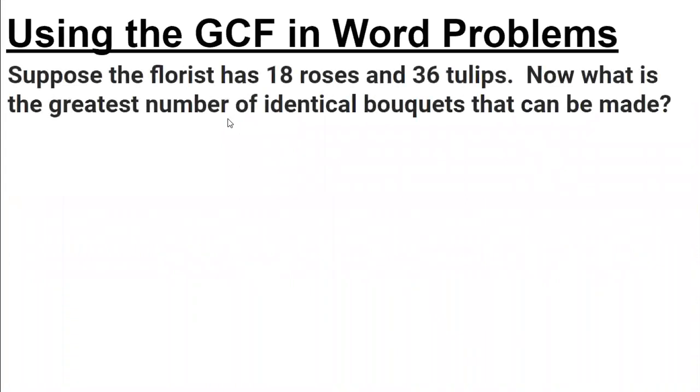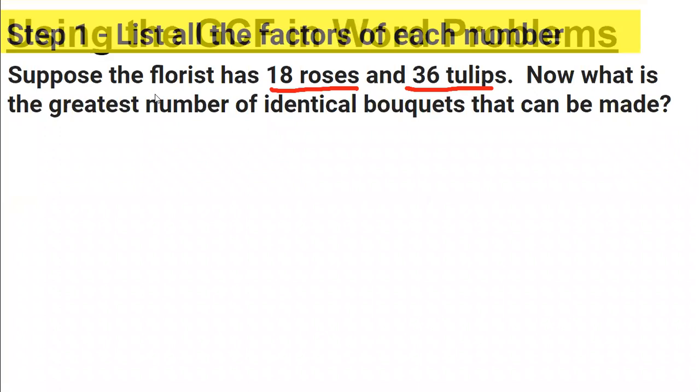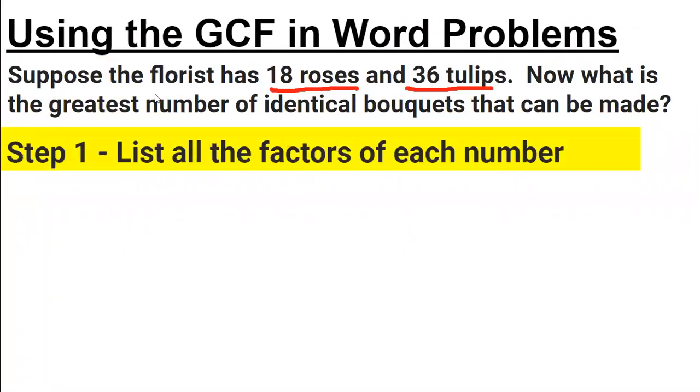Okay, let's try some more. Suppose the florist had 18 roses and 36 tulips. Okay, we changed the numbers. So now this time they have 18 roses and 36 tulips. Now what is the greatest number of identical bouquets that can be made? Okay, it's different now, right? What's our first step? List all the factors of each number.